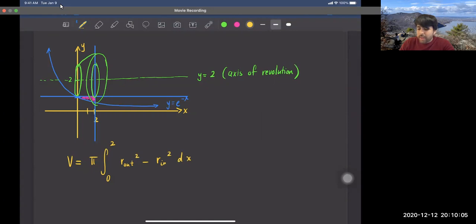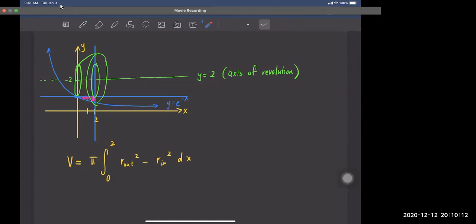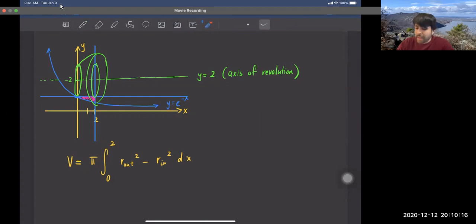What's going to be the outer radius squared minus the inner radius squared? So what's going to be the outer radius? Would it be e to the negative x? Or 2 minus e to the negative x? Yeah, it will be 2 minus e to the negative x. So let me just write that down. So the outer would be 2 minus e to the negative x.